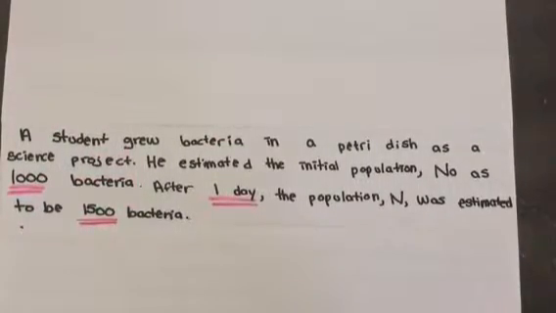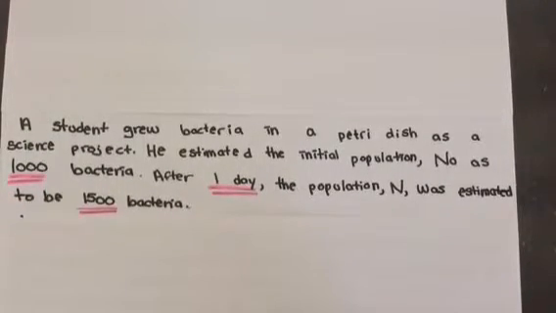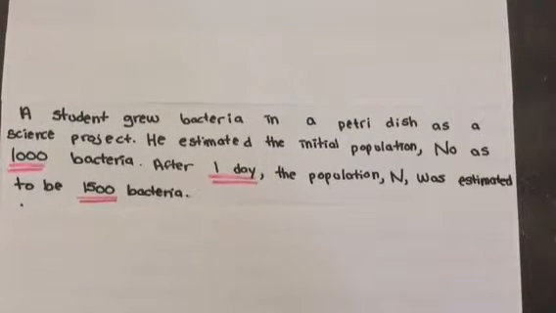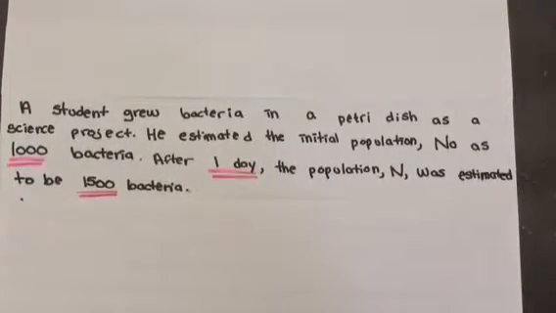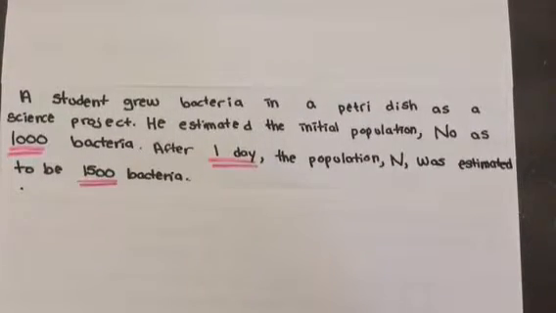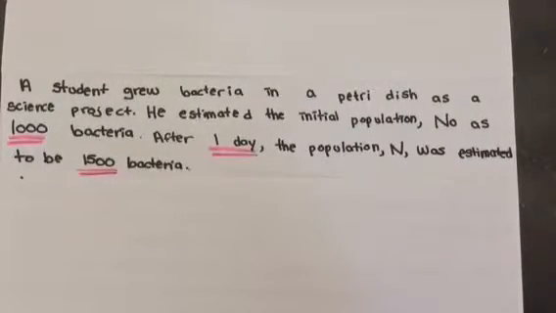A student grew bacteria in a petri dish as a science project. He estimated the initial population, N0, as 1,000 bacteria. This is very important as the initial population of the bacteria is 1,000. After one day, the population, N, was estimated to be 1,500 bacteria. This means that N of t after one day is 1,500, where t is 1.